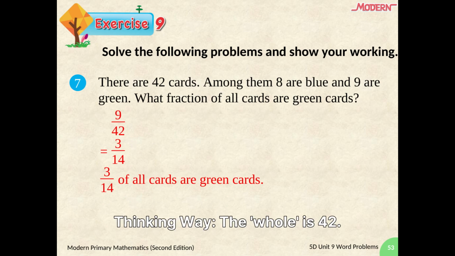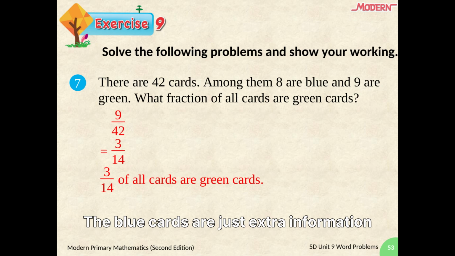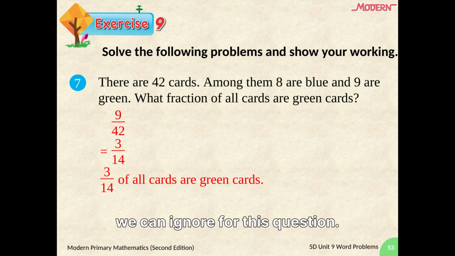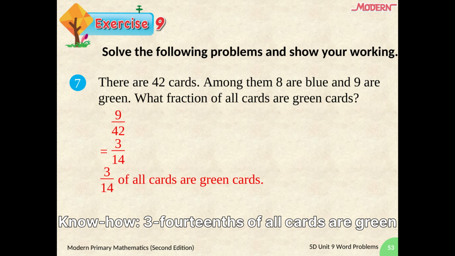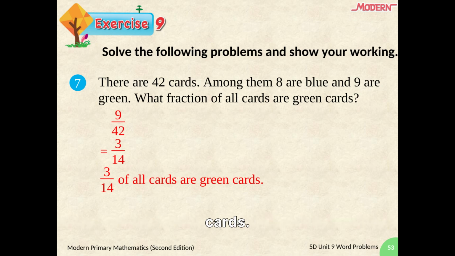The whole is 42. The part we care about is the green cards, which is 9. The blue cards are just extra information we can ignore for this question. Our fraction is 9 over 42. Both numbers are in the 3 times table. 9 divided by 3 is 3, and 42 divided by 3 is 14. 3/14. Simple. Know-how. 3/14 of all cards are green cards.